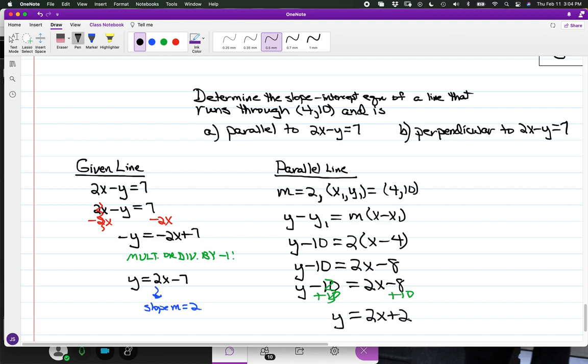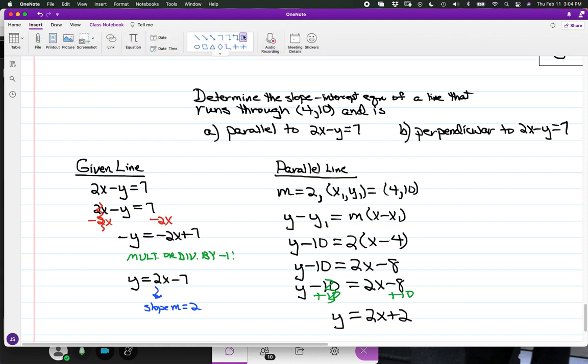And so for what we have here, just testing it out, the slope is 2. For (4, 10), y is 10, and I want 2x plus 2 to also be 10. So with x at 4, 2 times 4 is 8, plus 2 is 10. So the objective is met for this part.